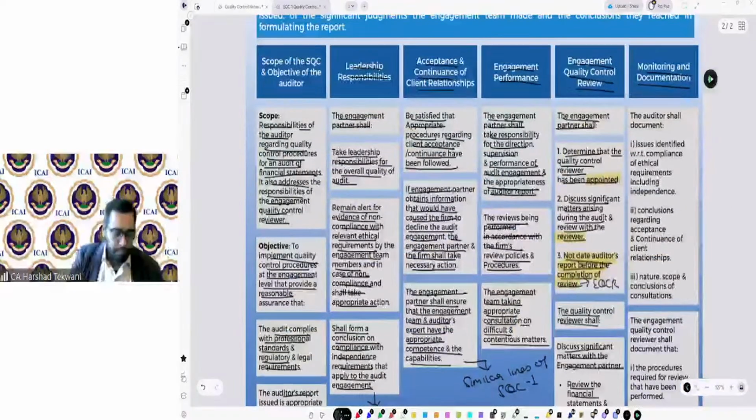Then again, the monitoring and documentation requirement under SA 220. But before that, let's understand one more area, that is a difference of opinion. Now you tell me what should be the scenario, how the difference of opinion should be resolved.